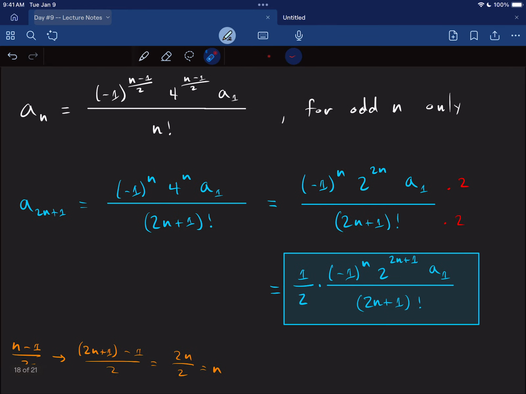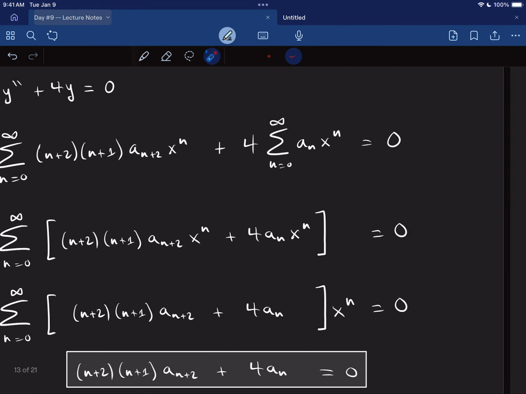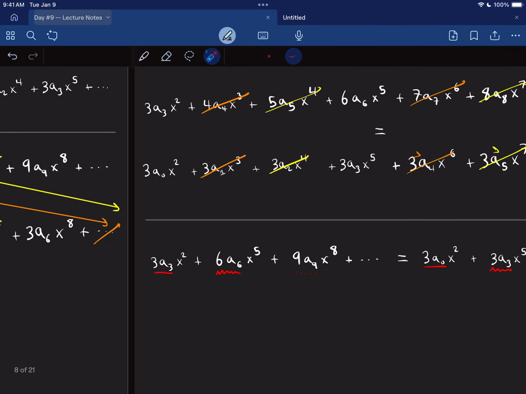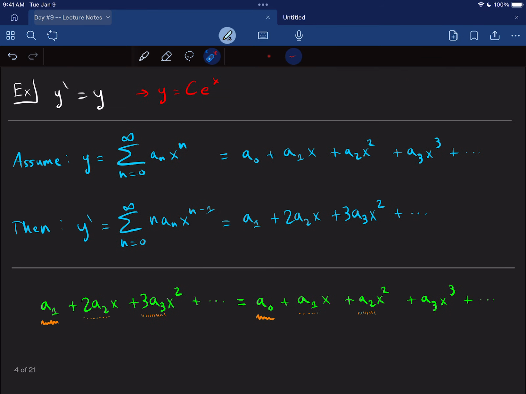So I could go all the way back. Let's go all the way back to the beginning here, where I was writing out the steps of how to do a power series problem.